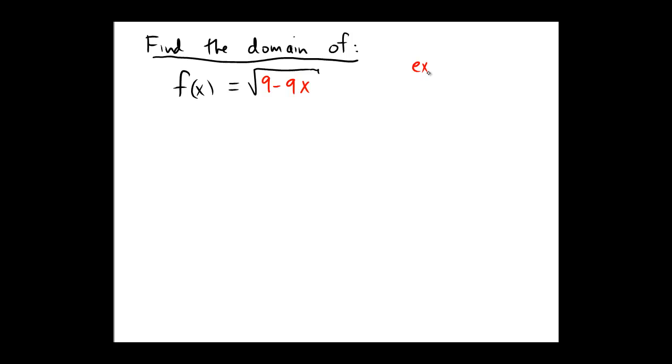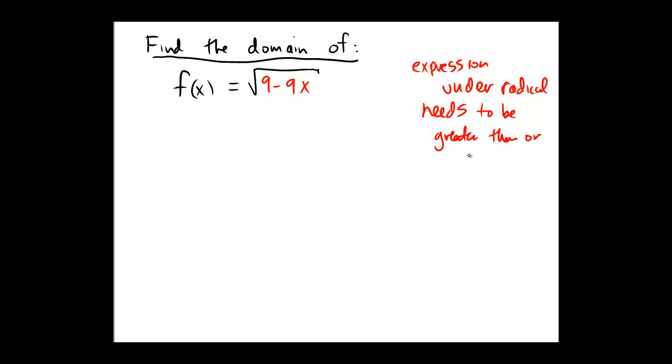So the expression under the radical needs to be greater than or equal to 0. If it were less than 0, that's where we get into the complex numbers, the imaginary numbers.